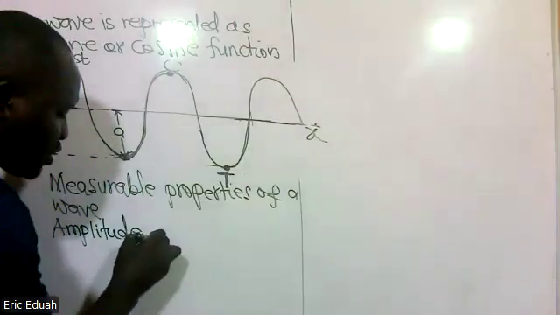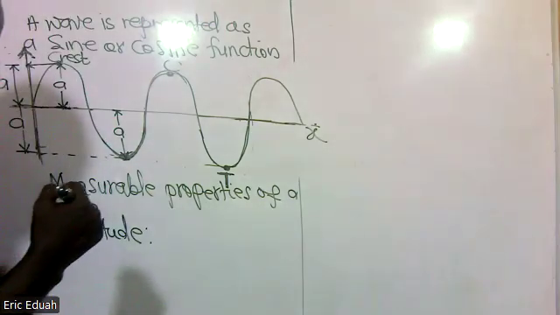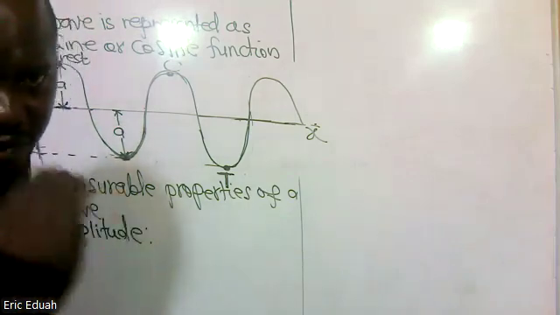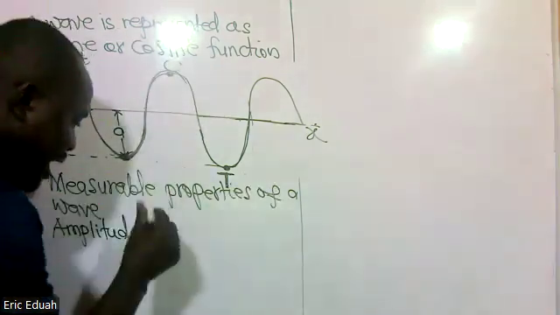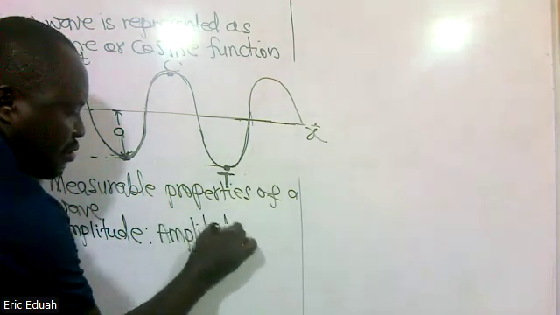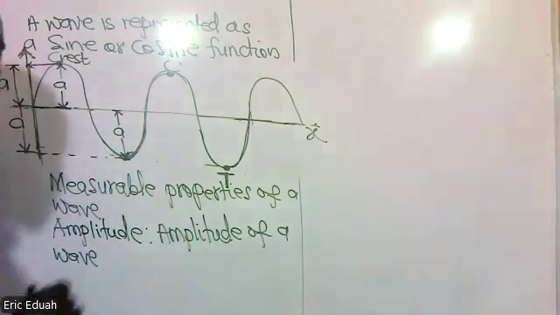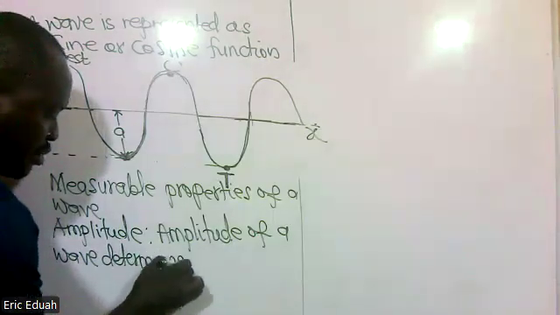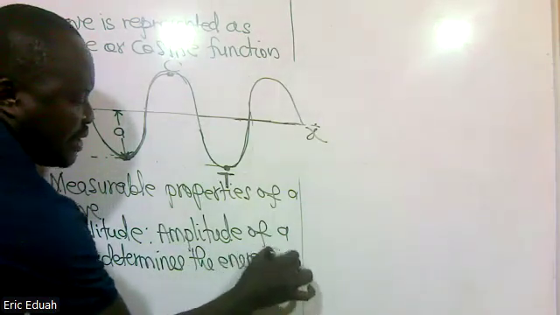Now, the amplitude of a wave indicates the energy carried by a wave. So if you want to determine the energy carried by a wave, then determine its amplitude. So the amplitude of a wave determines the energy carried by a wave.